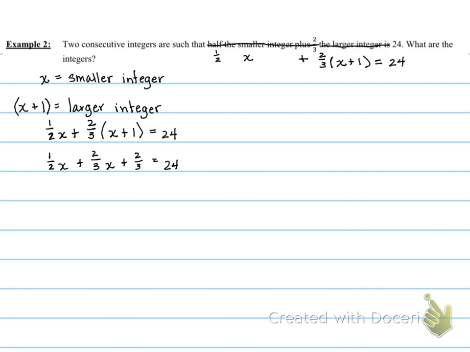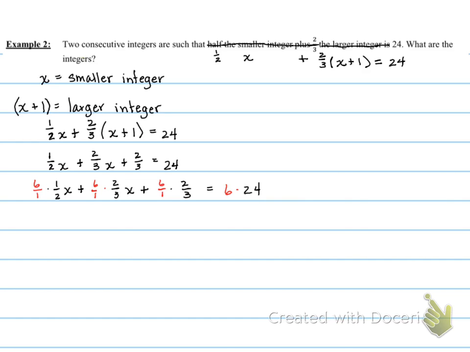Yeah, we're going to clear fractions, right? As soon as I see those fractions, I know that before I start moving things around, I need to get rid of them. So I'm going to multiply both sides by 6. So 6 over 1 times 1/2 x plus 6 over 1 times 2/3 x plus 6 over 1 times 2/3 equals 6 times 24.